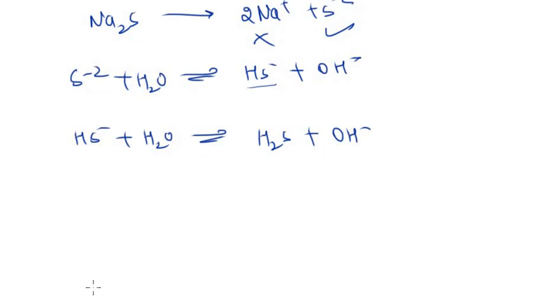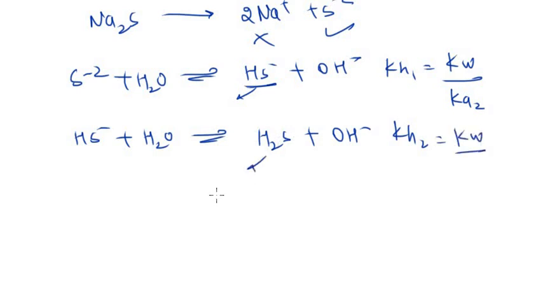Now you have to give the values of KH1 and KH2, the extent to which this is being hydrolyzed. So we know KH1 is Kw upon Ka of HS negative. How will HS negative dissociate? Into H plus and S negative 2, so it is actually Ka2. So we write it as Kw upon Ka2. And how will H2S dissociate? Into H plus and HS negative, so it will be Ka1. So KH2 is written as Kw upon Ka1.